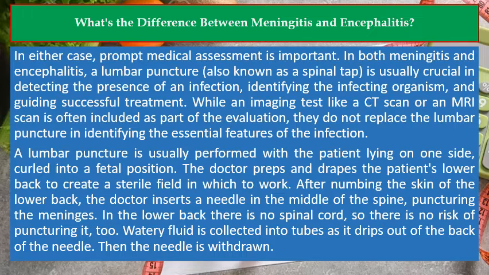A lumbar puncture is usually performed with the patient lying on one side, curled into a fetal position. The doctor preps and drapes the patient's lower back to create a sterile field in which to work. After numbing the skin of the lower back, the doctor inserts a needle in the middle of the spine, puncturing the meninges. In the lower back there is no spinal cord, so there is no risk of puncturing it, too. Watery fluid is collected into tubes as it drips out of the back of the needle. Then the needle is withdrawn.